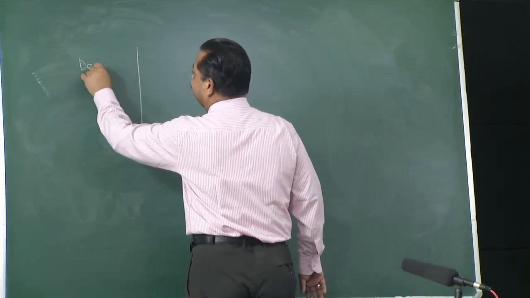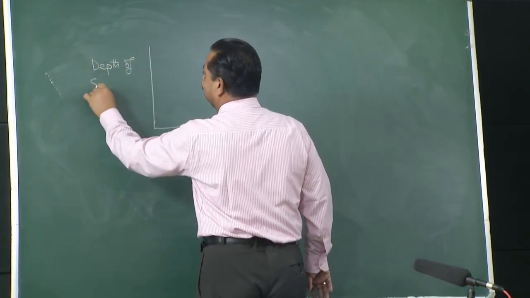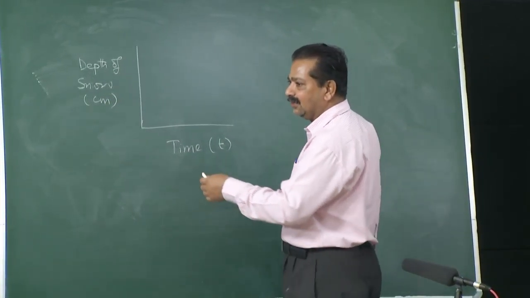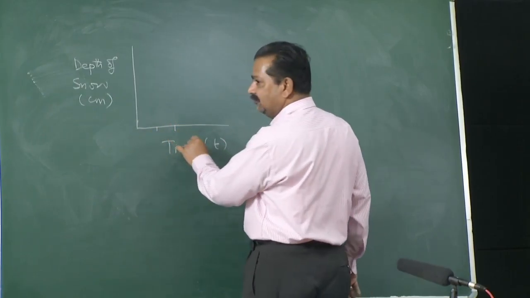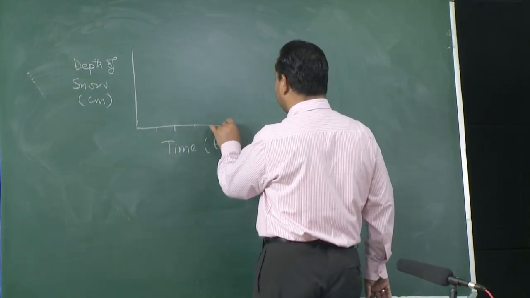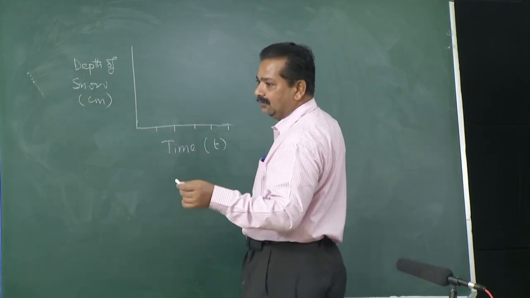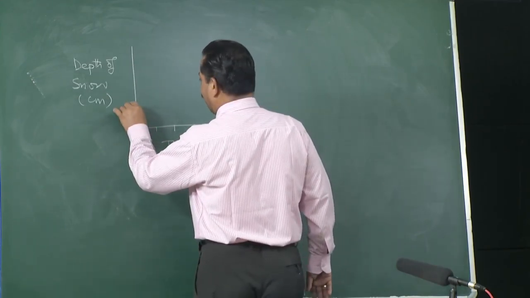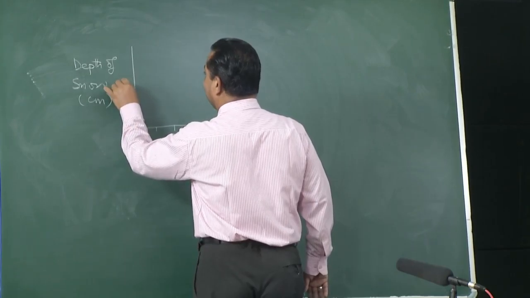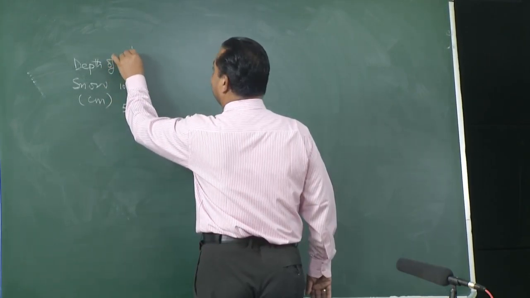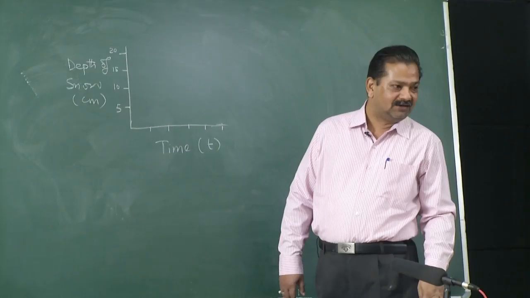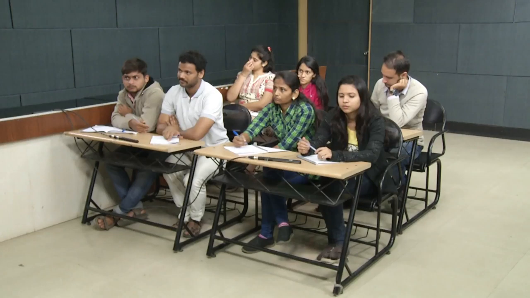X-axis time, okay, I write time. Then of course depth of nose in centimeters. Let us mark the time: 1, 2, 3, 4, and this is 5, say. And depth of nose is up to 20, say: 5, 10, 15, 20. Is that okay?